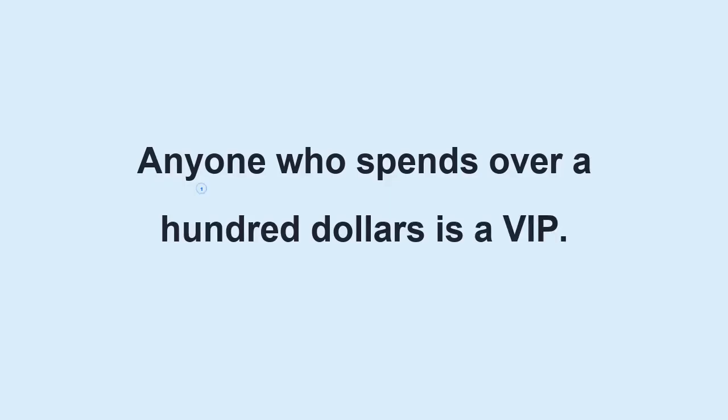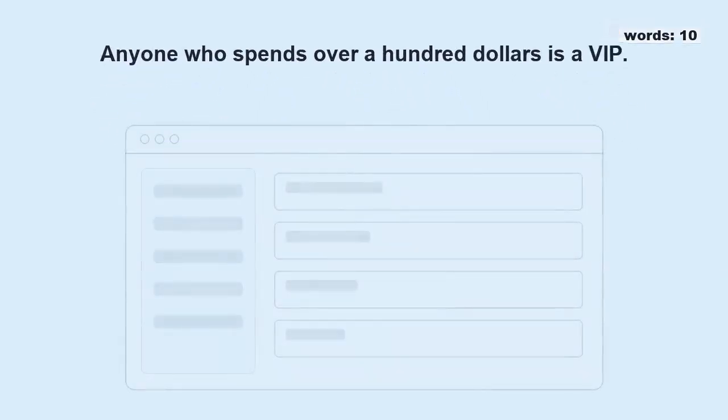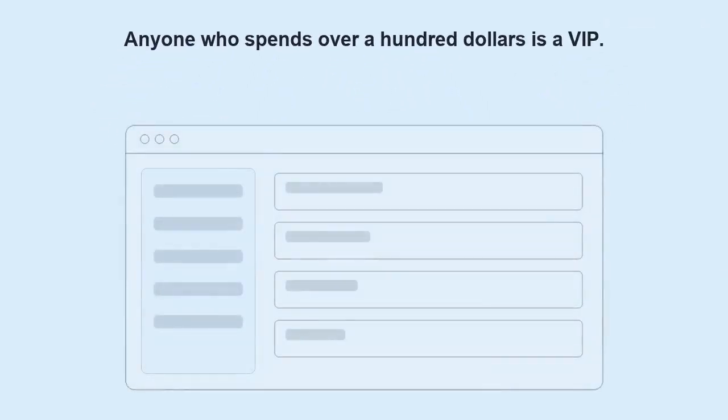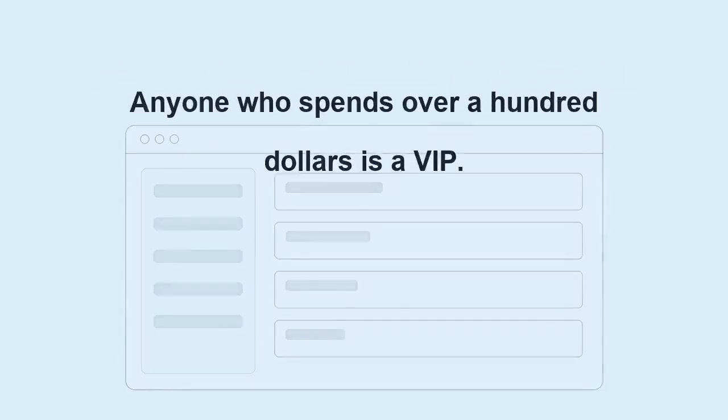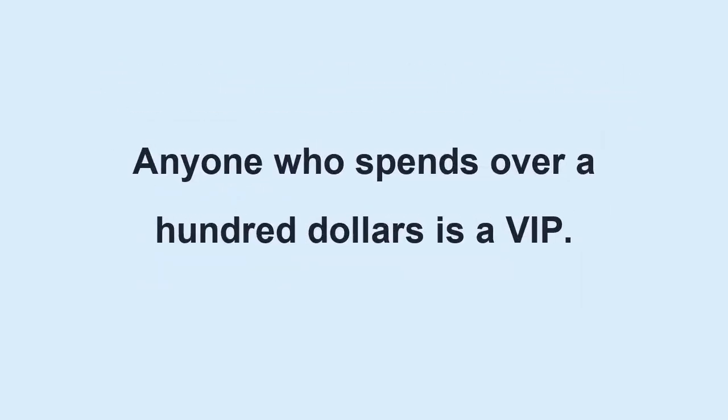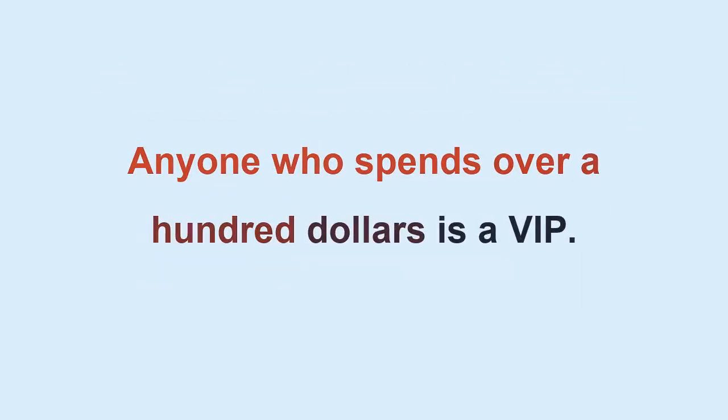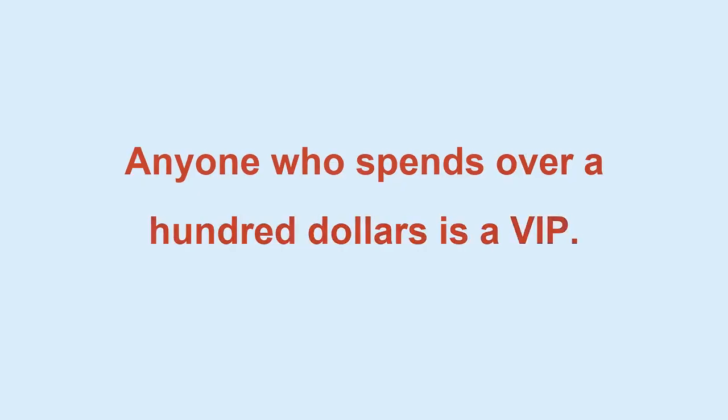Here's a business rule. Anyone who spends over $100 is a VIP. 10 words. And any AI you can name will turn that into working software this afternoon. Getting it built is the easy part now. The harder question, though, is what happens to those 10 words next?